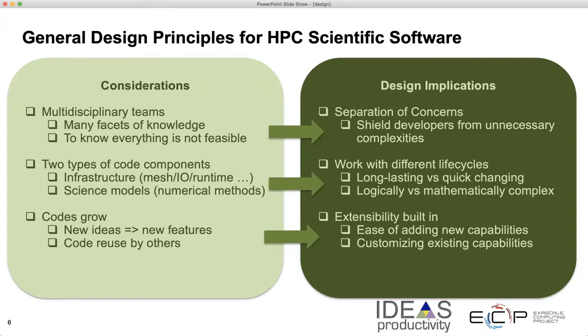The second part is that in any non-trivial code, non-trivial scientific code, there are two types of components. There is the framework or the infrastructure, and then there are the science models. So the framework or the infrastructure handles things like your discretization, your management of environment, et cetera, whereas the science model is where actually the mathematics of your model and the numerical method is implemented.